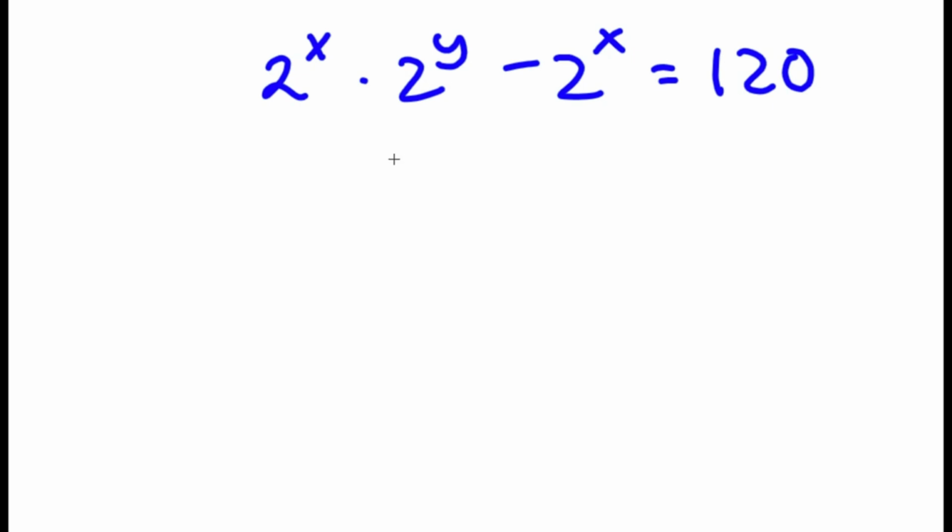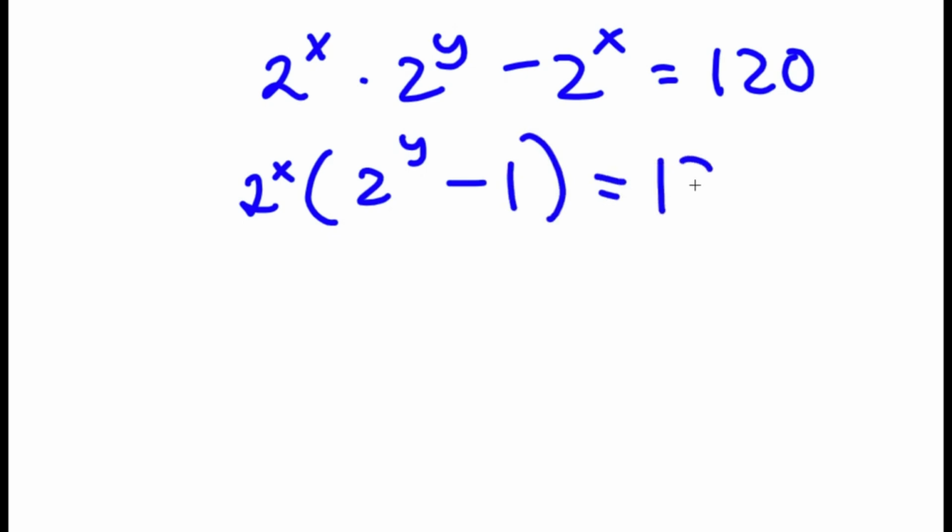Now, I'm going to go ahead and factor out 2 to the power of x from this equation, from my left-hand side. So now I have 2 to the power of x times 2 to the power of y divided by 2 to the power of x, simply just 2 to the power of y, and negative 2 to the power of x divided by 2 to the power of x is negative 1. So this is equal to 120.